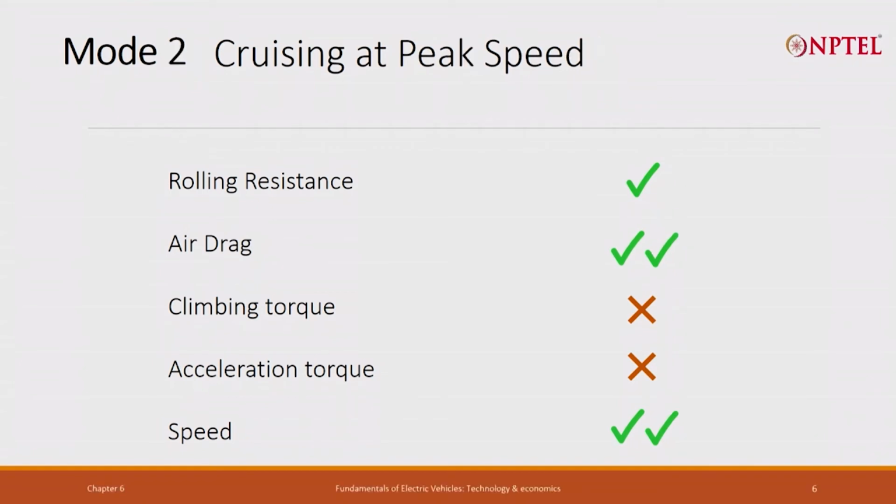Likewise, if I look at the peak speed context, I am going at the highest speed that I can on a highway. The rolling resistance is in operation, and the air drag is much higher because air drag depends upon the square of the speed. If I go at 1.5 times the speed, the air drag increases by 1.5 squared, which is 2.25 times, and there is no climbing torque. I am going on level ground. There is no acceleration because I am cruising at a constant speed, and this torque, which is now the sum of the rolling resistance and air drag, should be delivered at a very high speed.